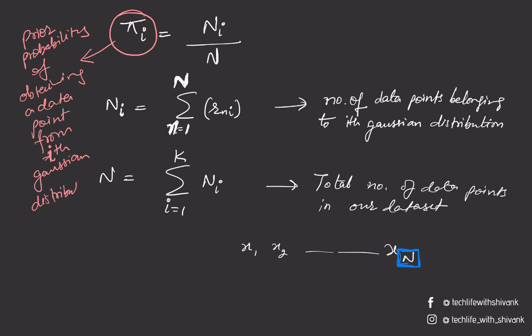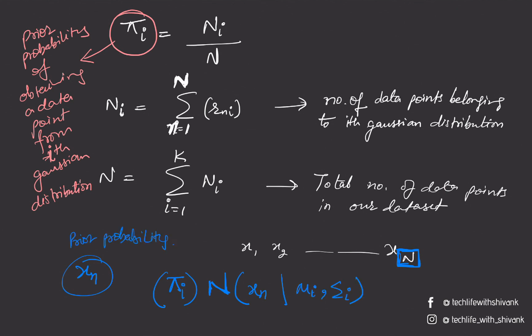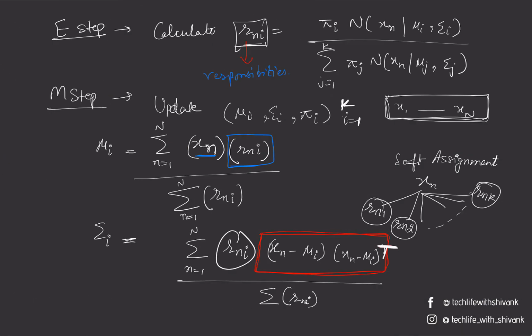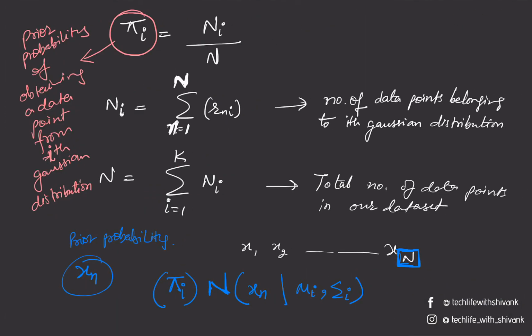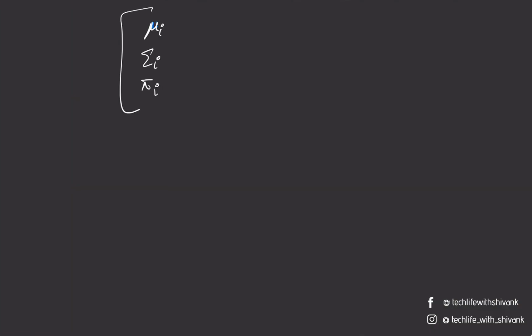And why are we calling it prior probability? Because we haven't seen the exact data point x n. So the posterior probability, the probability of x n belonging to the ith class, would be the prior probability, that is the probability of obtaining any data point from the ith class, multiplied by, given that we are in the ith class, the probability of obtaining the nth point. So this would be the prior probability. So these formulas for calculating mu i, sigma i and pi i have been obtained by using maximum likelihood estimate.